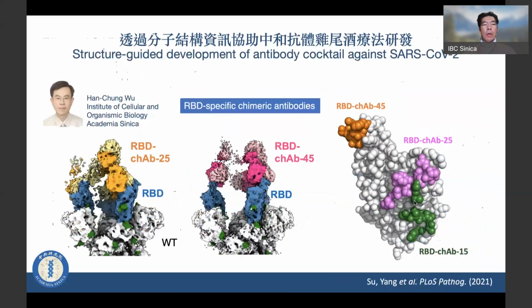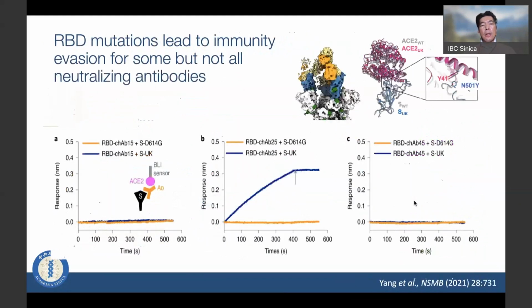We collaborated with our colleagues at Academia Sinica to solve a number of cryo-EM structures of monoclonal antibody in complex with the intact spike protein and define 3 distinct structural epitopes for antibodies 15, 25, and 45. For antibody 25, its epitope overlaps with the mutation site N501Y, and indeed, in the ACE2 competition binding analysis by BLI, antibody number 25 lost its ability to compete with ACE2, as indicated in the dark blue trace in the middle panel.